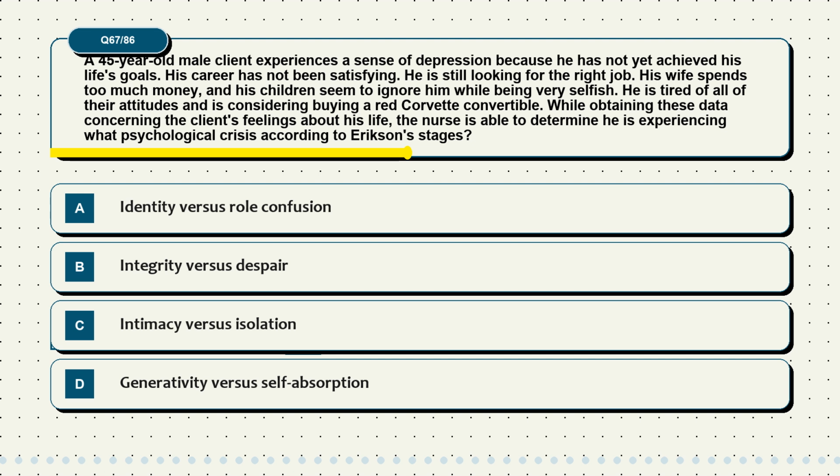While obtaining these data concerning the client's feelings about his life, the nurse is able to determine he is experiencing what psychological crisis according to Erikson's stages. Here are the options. Option A: identity versus role confusion. Option B: integrity versus despair. Option C: intimacy versus isolation. Option D: generativity versus self-absorption.